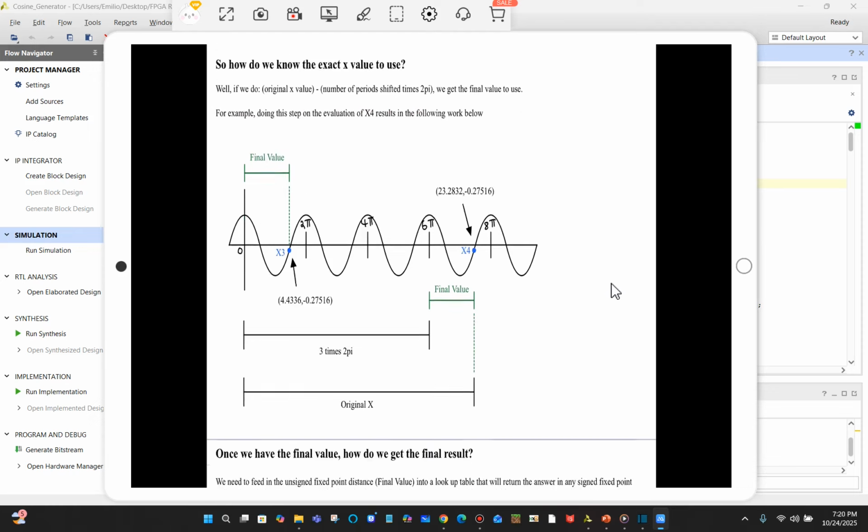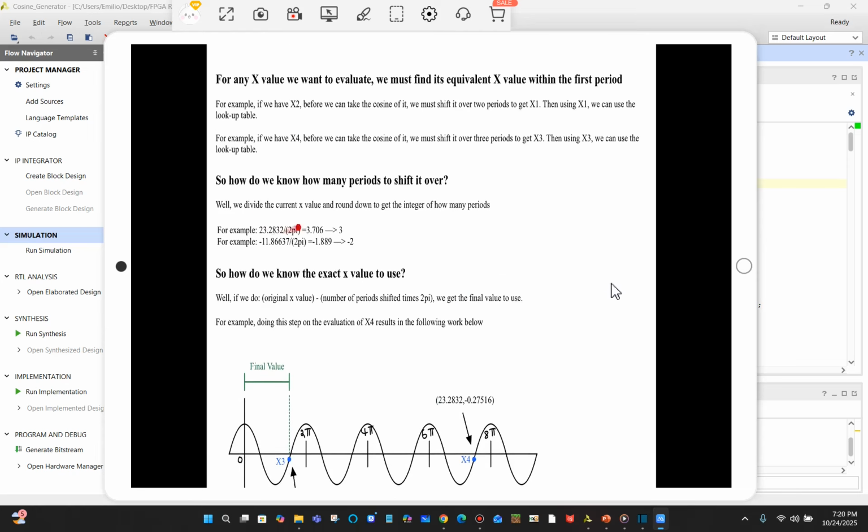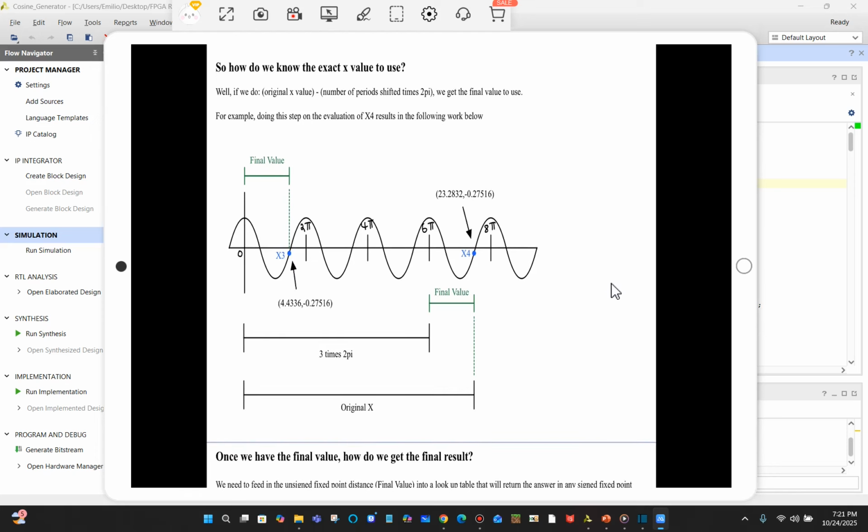So for example, when we do this step on the evaluation of x4, we get the work below. So we have our x4. Then after doing these steps here, we can tell that the number of periods it's going to be shifted is 3. Multiply that by 2 pi, we get 6 pi. So that's 3 times 2 pi, that's 6 pi for that first part. Then we know that this portion here for that example is 6 pi.